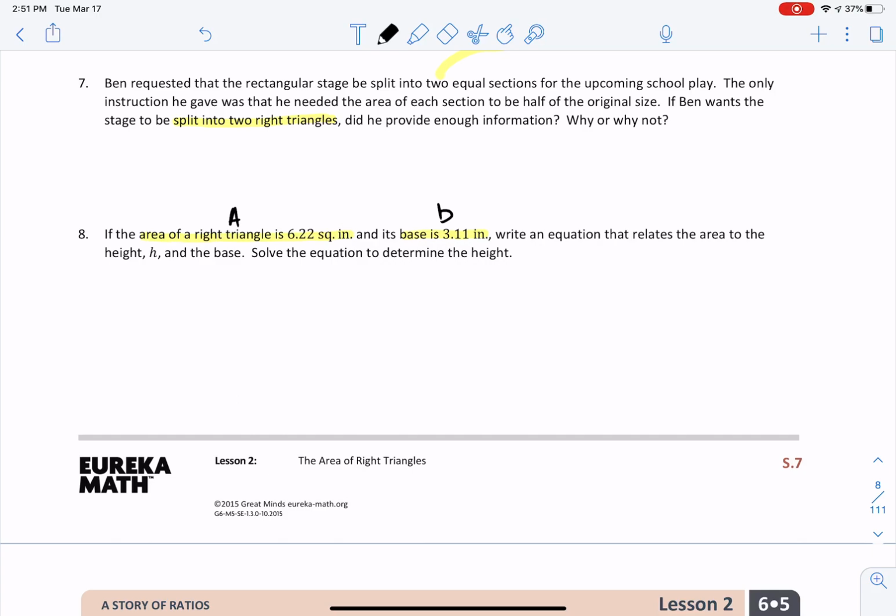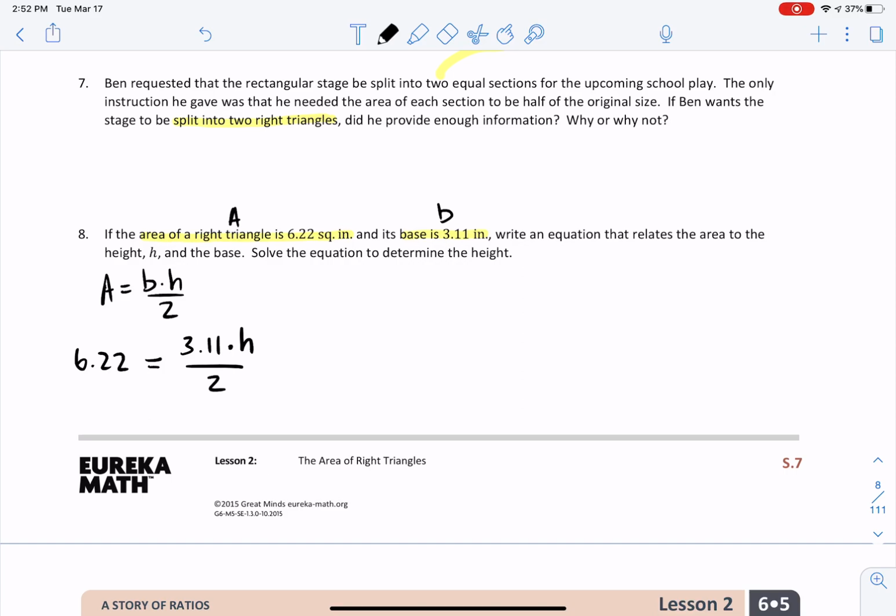All right, well, I already know this formula. Base times height divided by 2. That's how I'm going to find the area of a right triangle. And they do tell me the area is 6.22. So the area, the A, I'm replacing with 6.22. They tell me the base, so I'm going to replace on top 3.11 multiplied by the height divided by 2. So I need to figure out what is the missing value for h that will get me to the height. I need to solve this equation.